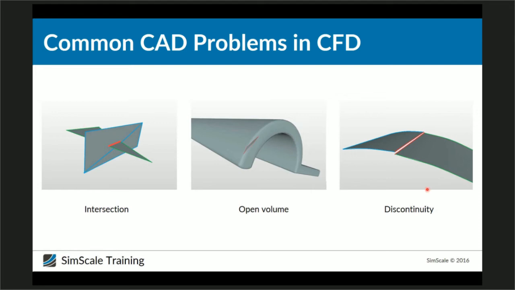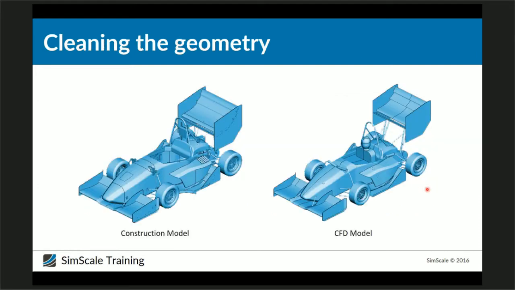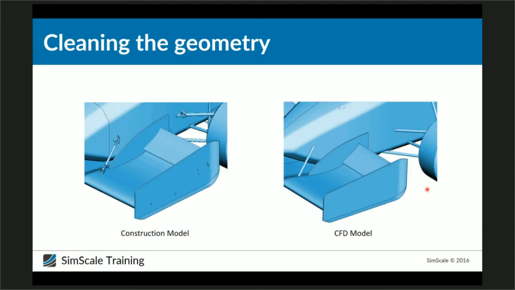And here I just have prepared some images showing on the left side the construction model, on the right side the CFD model, showing how you can prepare such a model. So here you can see all the screws were removed. Here, all the screws, which are unnecessary details. Here, everything was simplified.